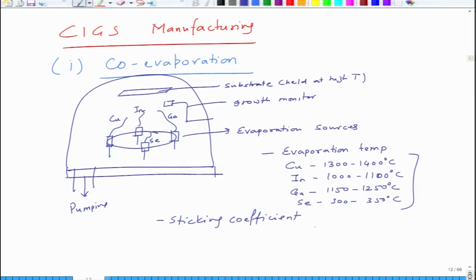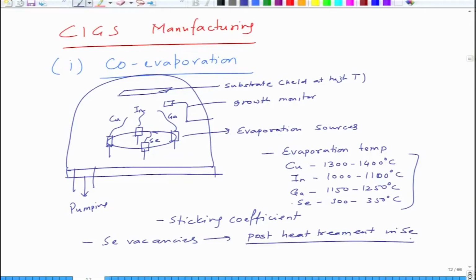Generally, what happens here is that elements like selenium are volatile elements. So selenium, being volatile, leads to selenium vacancies. So this may require you to do a post heat treatment in selenium, because selenium has high vapor pressure because of its low melting point and boiling point. As a result, it tends to get depleted from the devices, and hence it may be required to supply selenium in sufficient quantities.